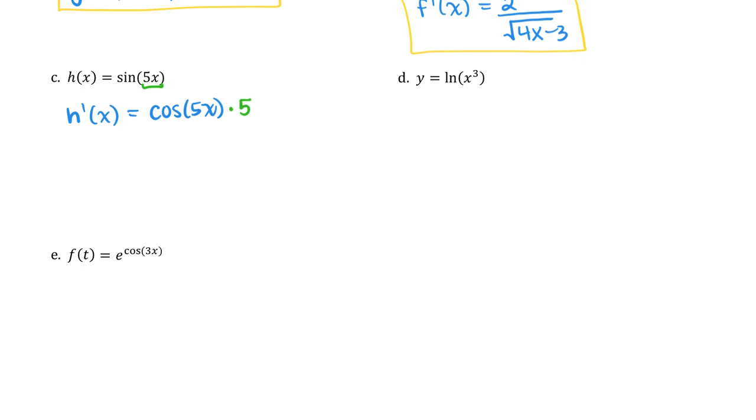Okay, and then I'm just going to make it look a little bit better. It's weird to have your 5 on the right because it looks like it might be part of the 5x argument. So h prime of x equals 5 cosine 5x.